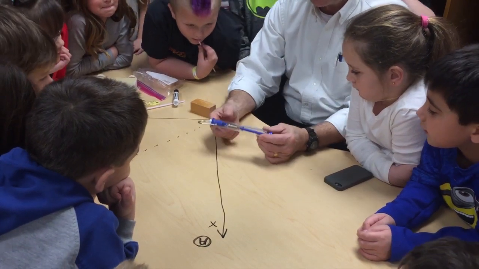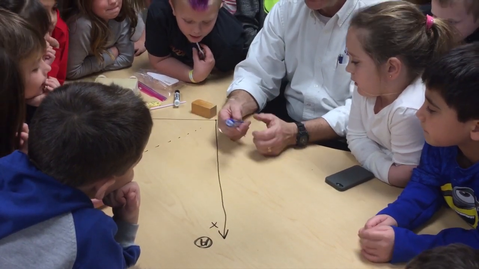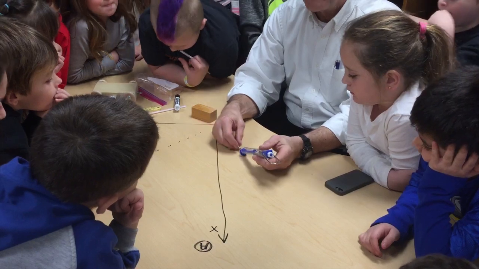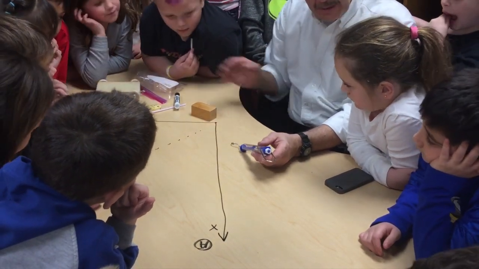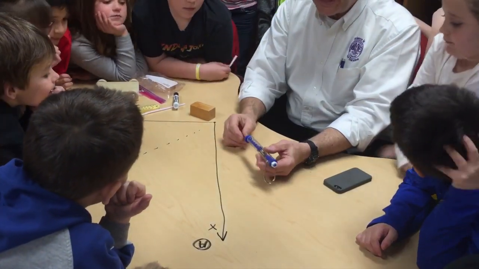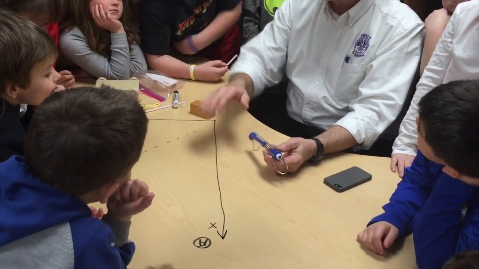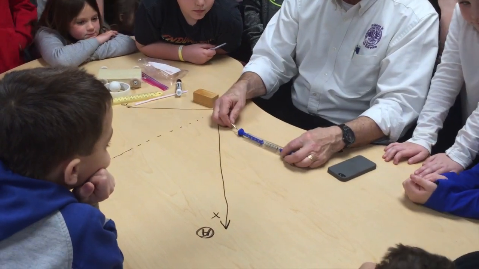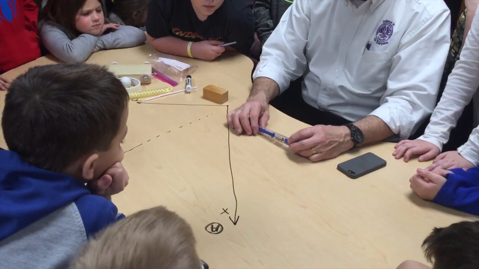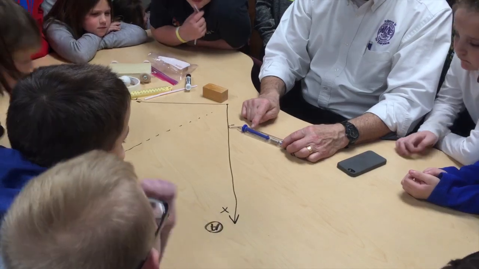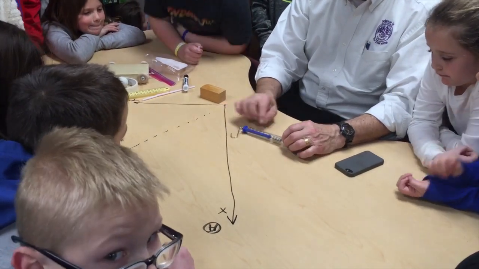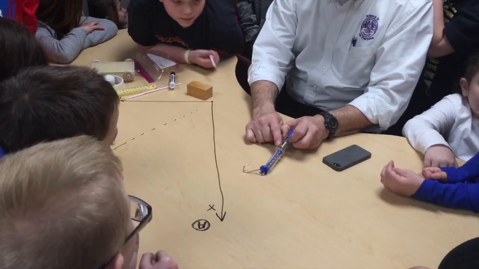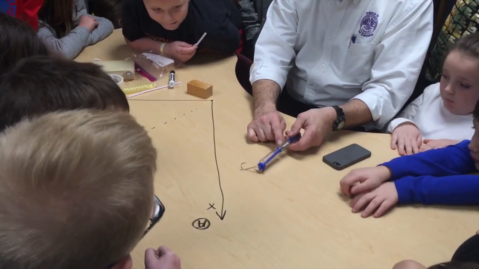Now, this is called a spring scale, and it can be used to find the weight of something or the force of something. So watch this. Back up just a little bit. Now, what I don't want people to do is this. Don't go like this, because it'll break it. That's not what it's made for. See, there's numbers here on the side and numbers here. Some are in grams and some are in newtons or ounces.